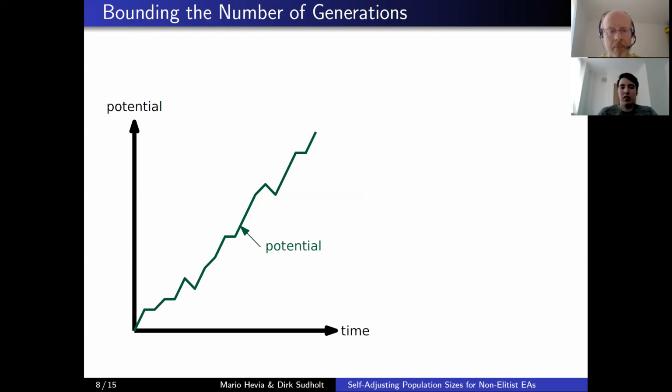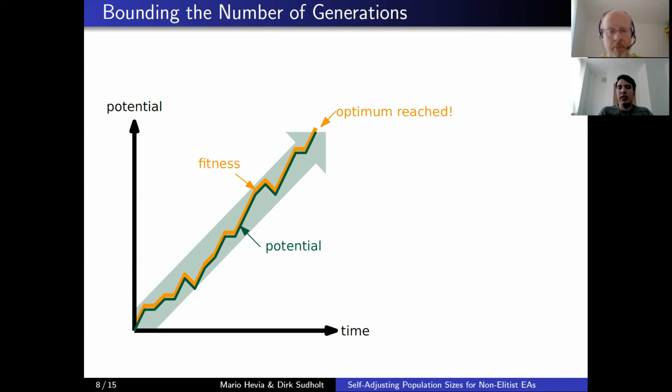Later on, what we do is just study and focus on the potential. And even though we cannot be sure that the potential will never decrease, overall, we know that the drift of the potential is increasing over time. And also we know that the fitness is always greater than the potential. So whenever the potential reaches a value of n, we know that the fitness also reaches a value of n and the optimum is reached.